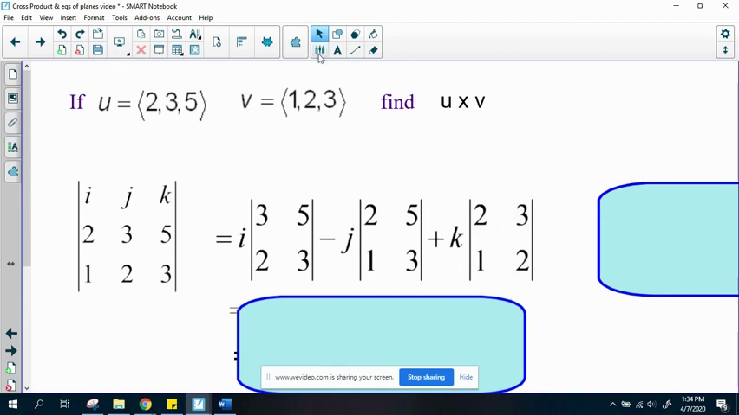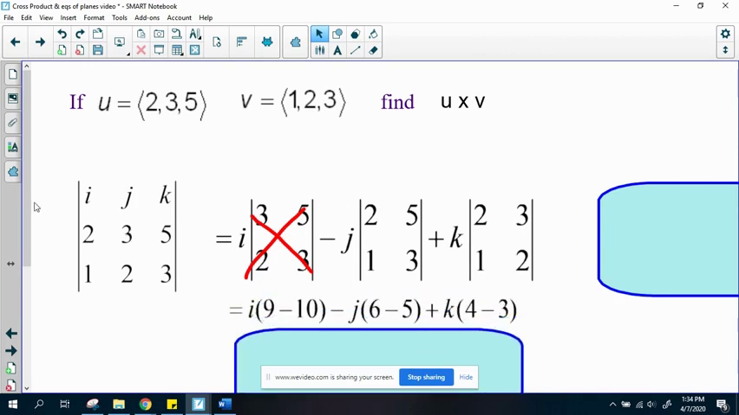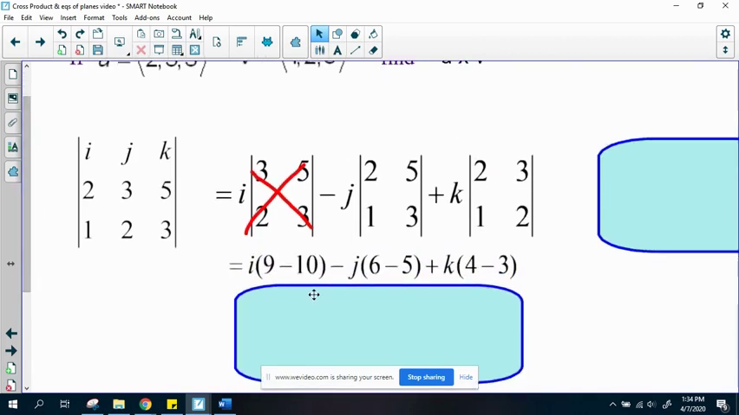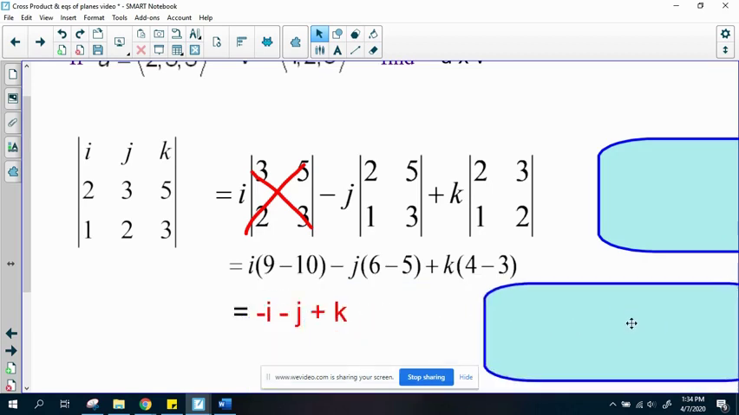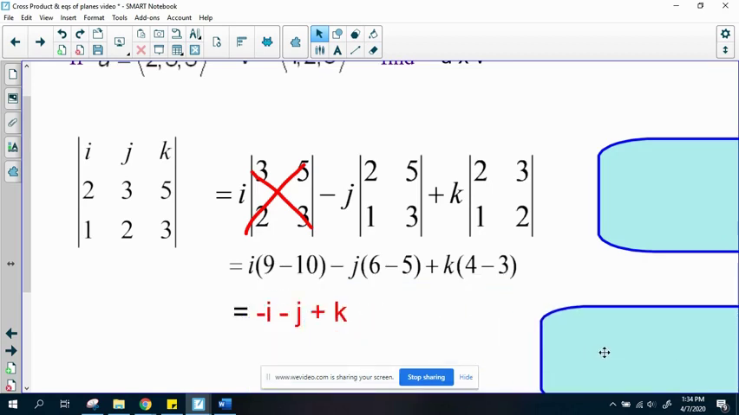Now from here, you're evaluating a 2x2 determinant, which is super easy. You do this diagonal, multiply it together, minus this diagonal, multiply it together. So 3 times 3 is 9, minus 2 times 5 is 10; 2 times 6, minus 1 times 5; 2 times 2, minus 3 times 1. And so I ended up with this. You don't have to show this step; I just wanted to make sure you understood where these numbers are coming from. Lastly, your answer is negative i minus j plus k.